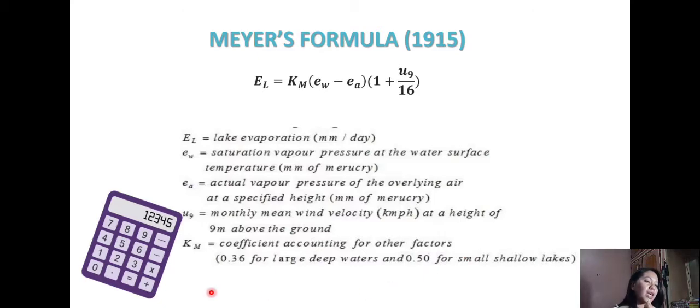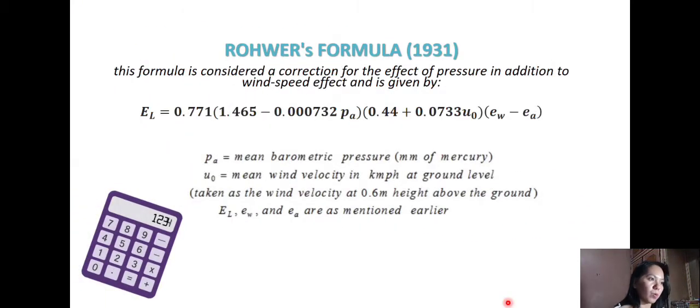Remember that when using the coefficient accounting for other factors, 0.36 is used for large deep waters and 0.50 for small shallow lakes. We will understand it when we solve the example problems. But now, let's first discuss Rohwer's formula.